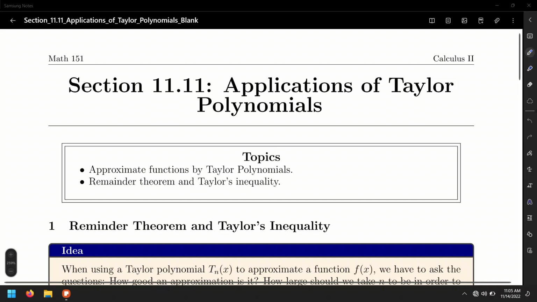For chapter or section 11.11, which is applications of Taylor polynomials, we will really not look at the actual applications to science. The textbook includes applications to physics, in this case to optics, but there are a lot of applications in which you can use these Taylor polynomials or Maclaurin polynomials.